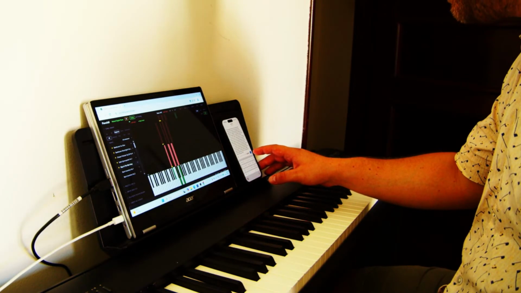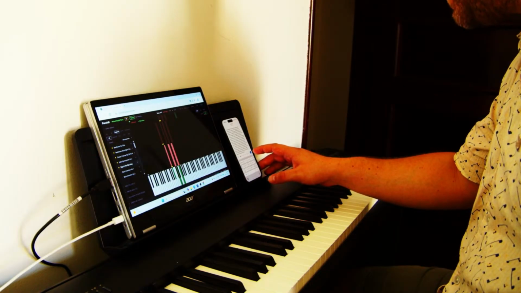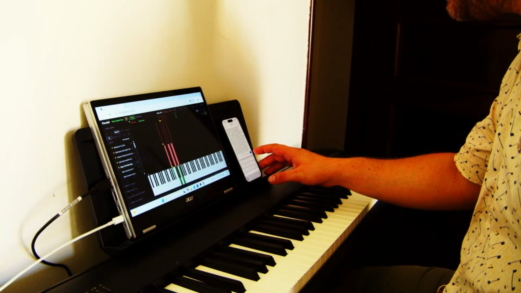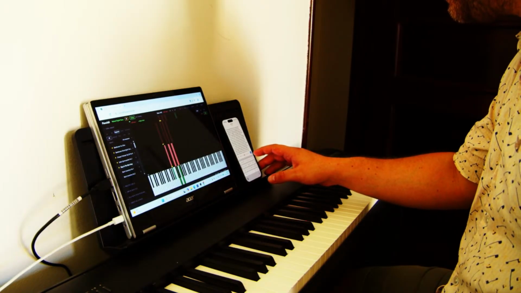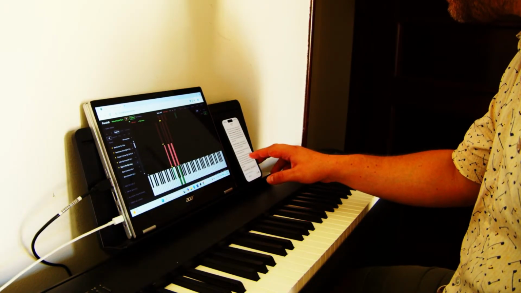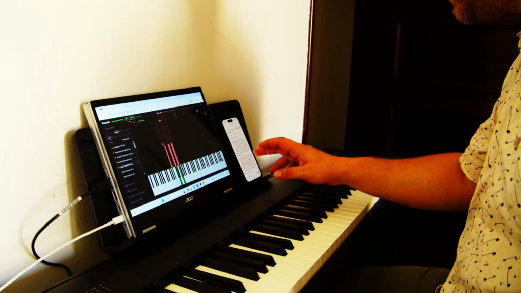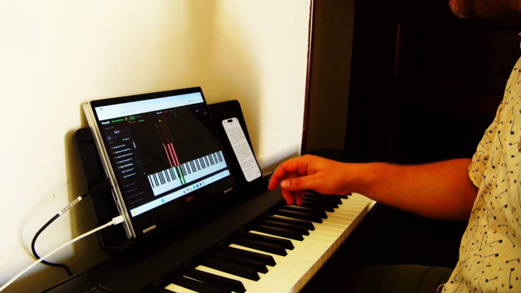From MIDI. M-I-D-I. An I in Dutch is called an E.